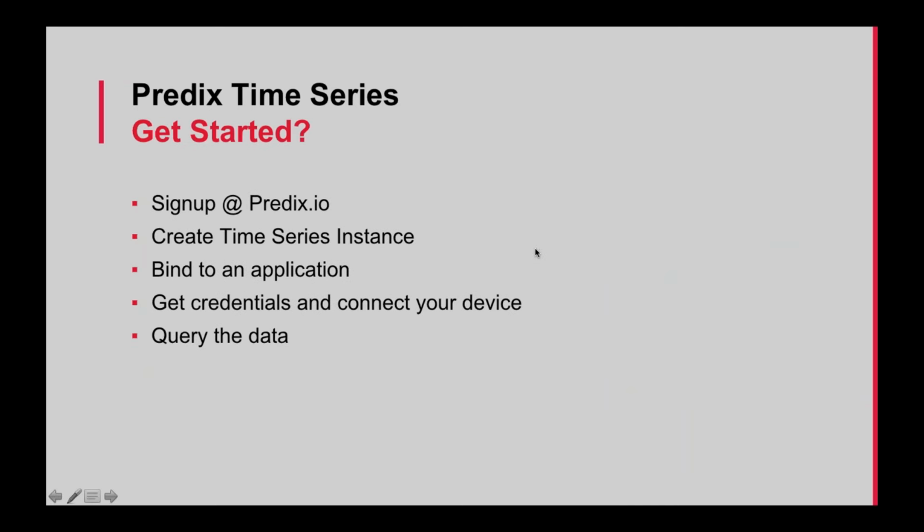If you want to use Predix time series, the quickest way is to sign up on predix.io, create an instance, and bind it to an application. That's the quickest way. When you bind to an application, you get the credentials for accessing the time series, and then you can start pumping the data.